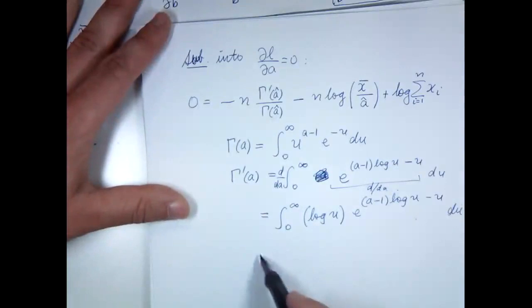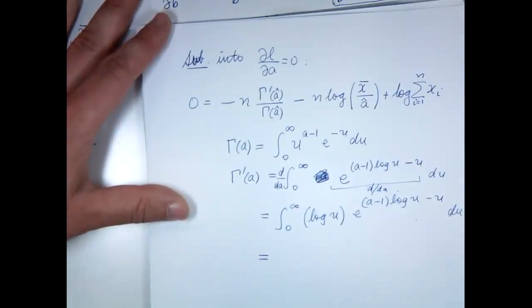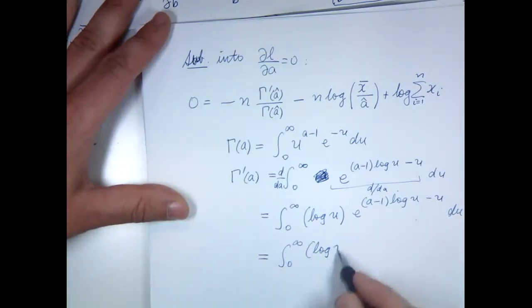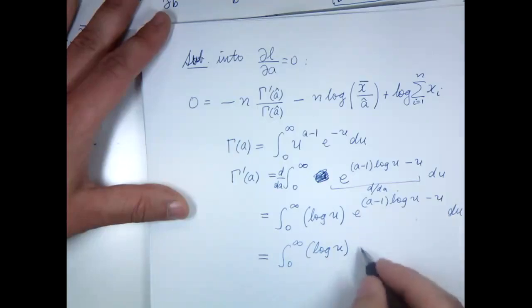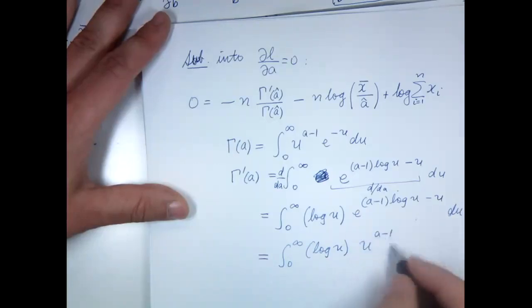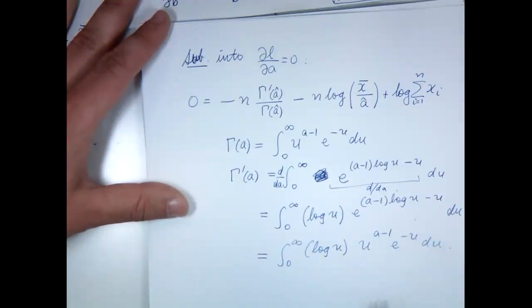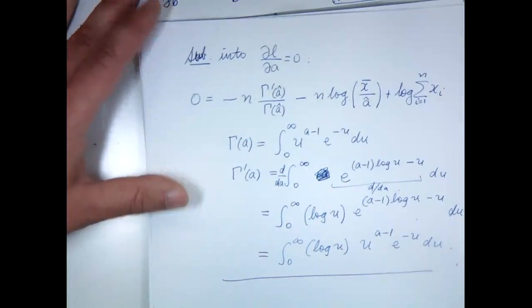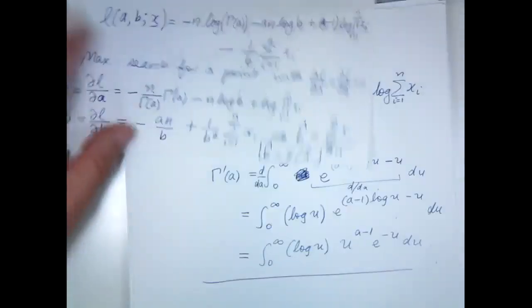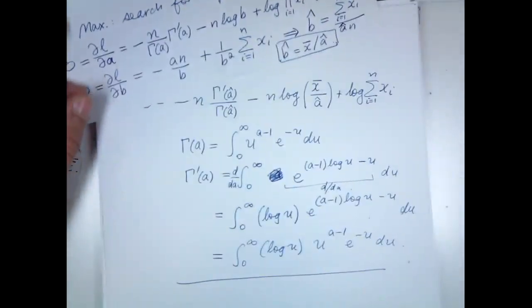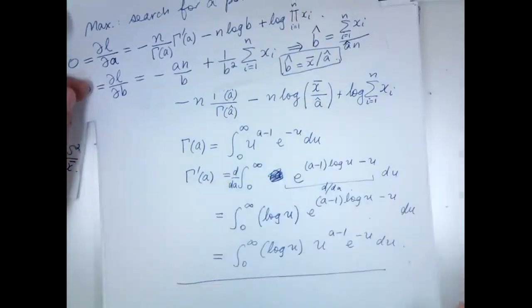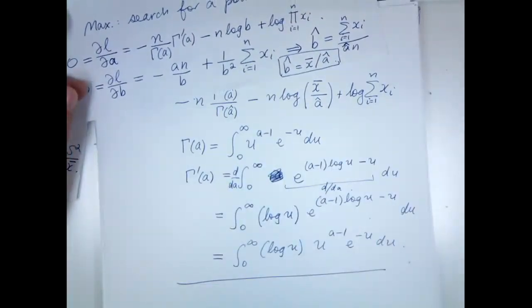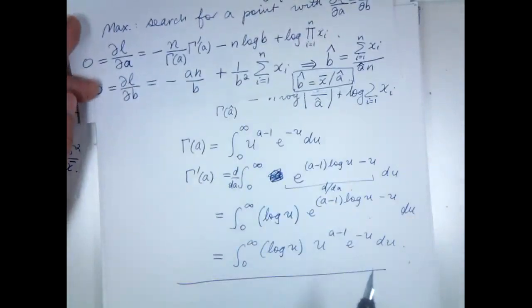Now, I can put it in the same form as before, u to the power a minus 1 e to the minus u du. Okay, so basically this seems like a pretty intractable integral. So I'm going to rest it there. The conclusion is we haven't been able to find the maximum likelihood estimator using this method because the derivative is just too complicated. We can't solve for the solution a hat and b hat.